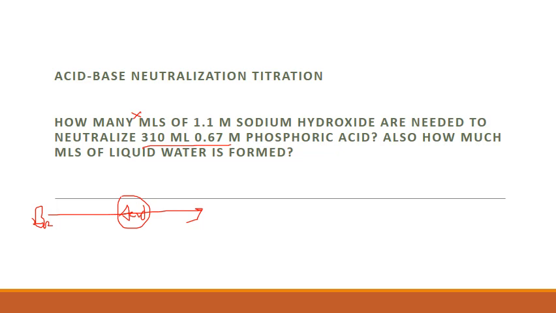So you're going to start out with something that has a low pH, let's say the pH is 1.2. And then after you add the appropriate amount of base, your pH will be equal to 7. So what we want to do is find how many mils of this base are needed to neutralize this much acid.